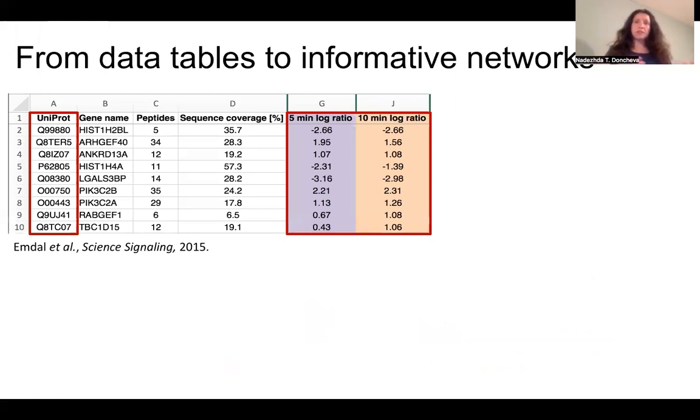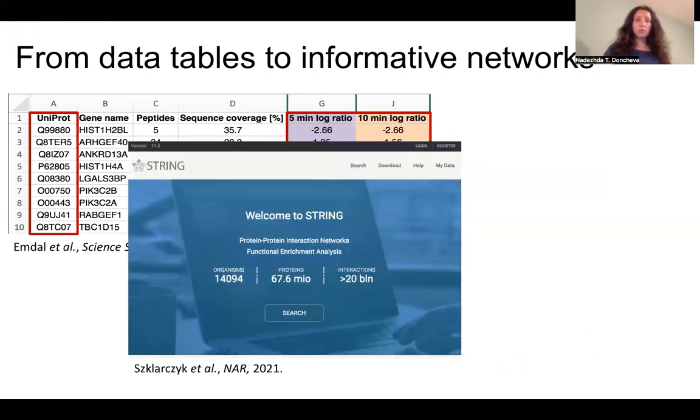High-throughput technologies nowadays produce long lists of genes or proteins that are associated with a certain phenotype or disease of interest. Such technologies can be, for example, proteomics or transcriptomics, sequencing, and so on. Usually, one thing that one can do with this list of proteins is go to a public database like String and find out if these proteins have something in common, if they're connected via protein-protein interactions.